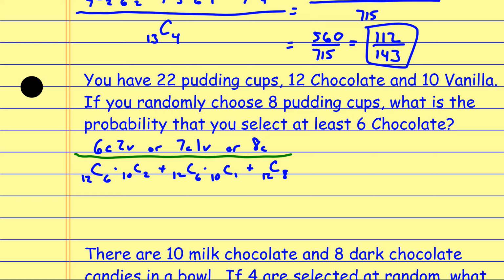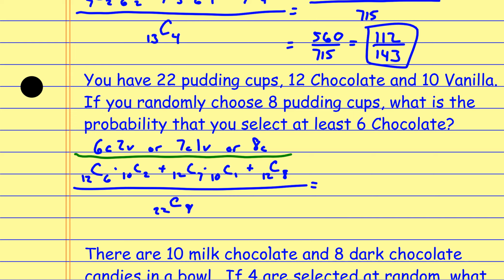Oh, I put a 12 choose 6 here instead of 12 choose 7. I'm not paying attention. The second one right here, the 7 chocolates, that's 12 choose 7. I apologize. And now I'm going to put that over the total. There's a total of 22 pudding cups, and I'm choosing a total of 8 of them. And so now, once again, this is a job for my calculator. So I'm just going to start plugging this in and see what happens.